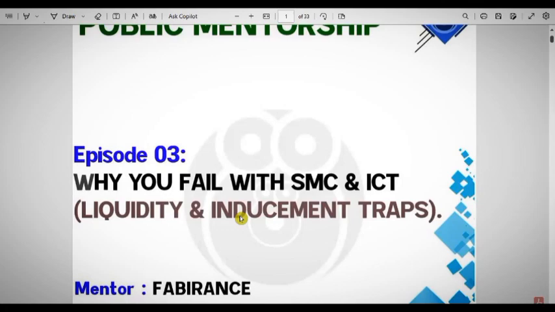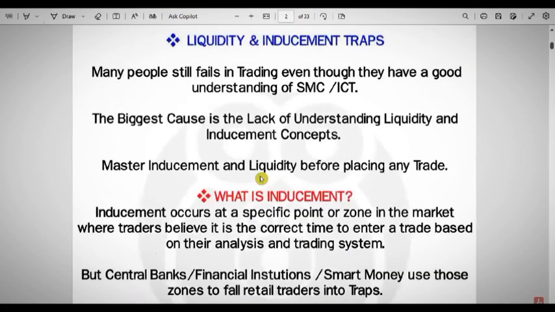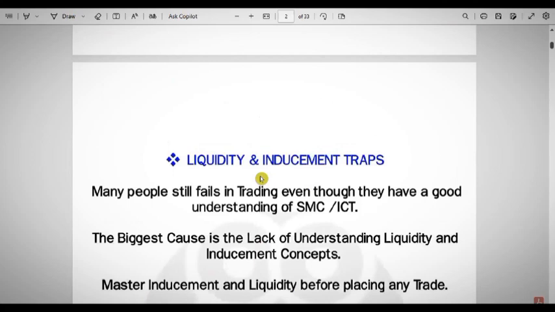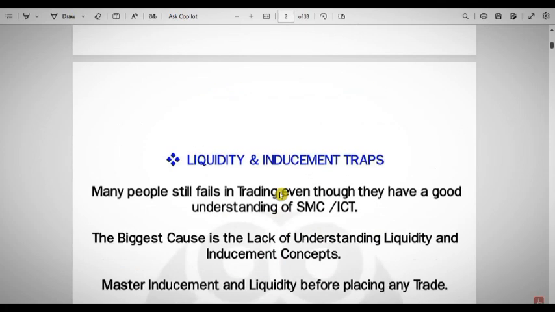Okay, so let's continue with our tutorial. First we need to talk about what exactly liquidity and inducement traps are. So here we start with liquidity and inducement traps.